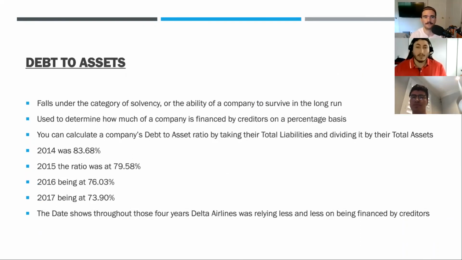All right, we have our debt to asset ratio. This is used to determine how much of a company is financed by creditors on a percentage basis. You can calculate this company's debt to asset ratio by taking their total liabilities and dividing it by total assets. From 2014 to 2017, we see a steady decline in percentage. And the data shows throughout 4 years, Delta Airlines was relying less and less on being financed by creditors.